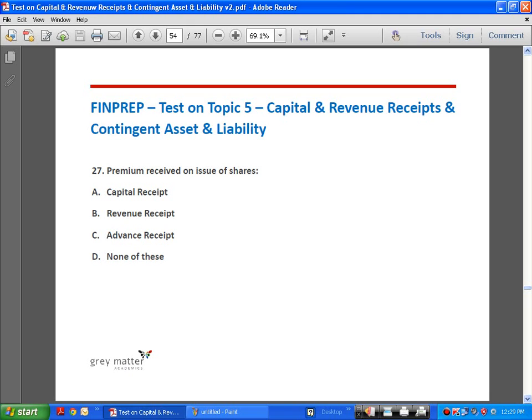Premium received on issue of shares. Yes, issue of shares is a capital receipt, and so a premium received on issue of shares is also a capital receipt.